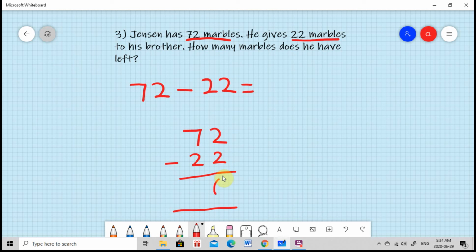So 2 minus 2 is 0, right? 7 minus 2 is 5. So the answer is 50.